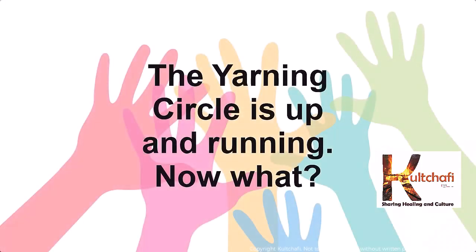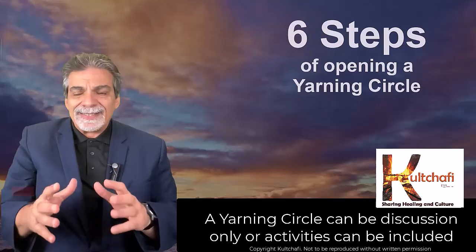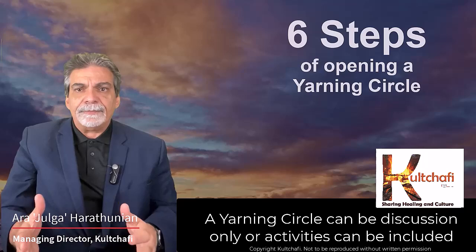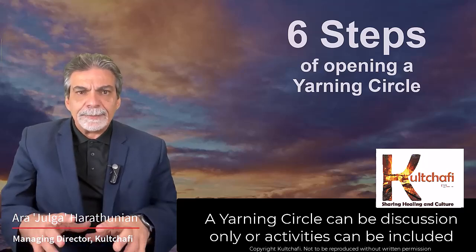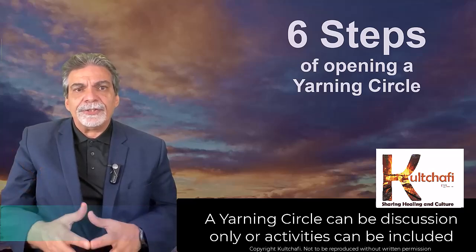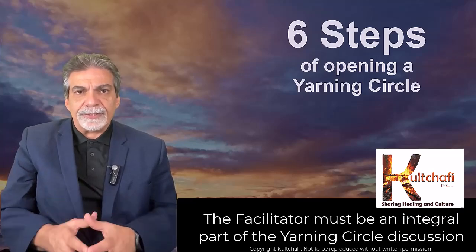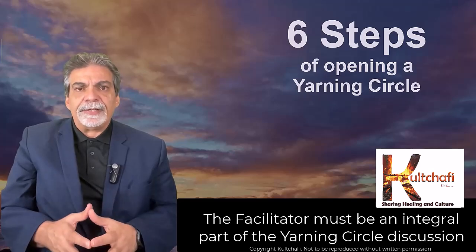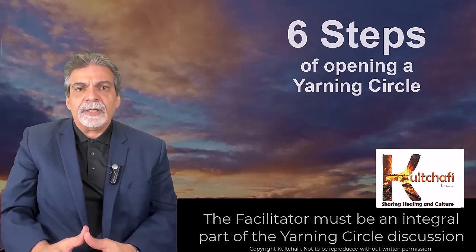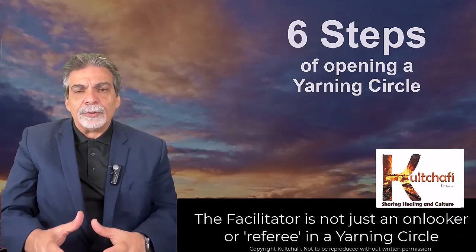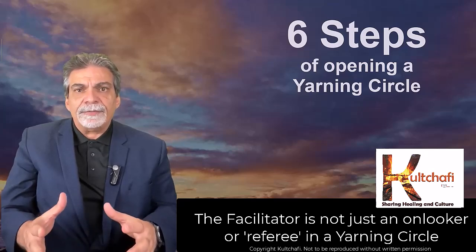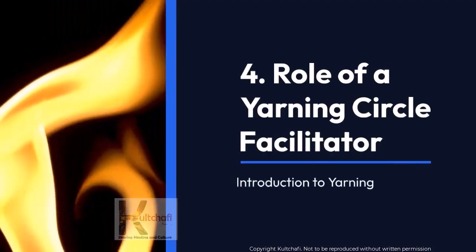It is important to note that a Yarning Circle can be discussion only, or materials such as butcher's paper and pens can be provided so that participants can write or draw their thoughts after each person shares their thoughts and stories. It also is imperative that the facilitator be an integral part of the discussion, not just an onlooker or referee. This would upset the balance of the Yarning Circle.